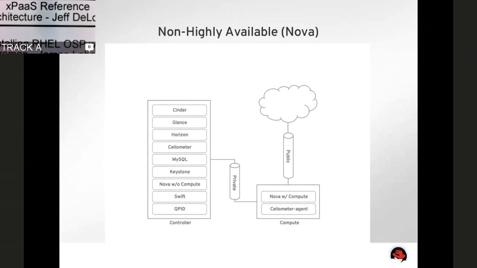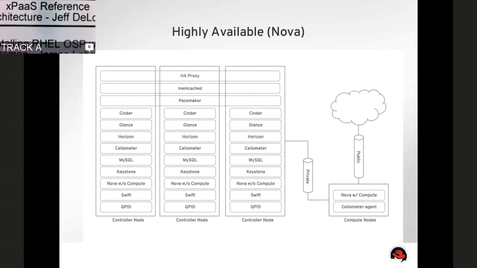In a non-HA, non-highly available Nova deployment, this is essentially the services that would be deployed on both the controller and the compute node. On the left-hand side on your control node, or your Nova scheduler, whatever you want to call it, you'd have Cinder, Glance, Horizon, Nova without compute, Swift, and you'll notice Qpid. So we are using Qpid for the non-HA deployments in this case. And then on your compute node, you'd have Nova Compute and Ceilometer Agent.